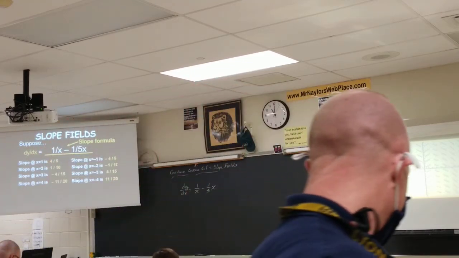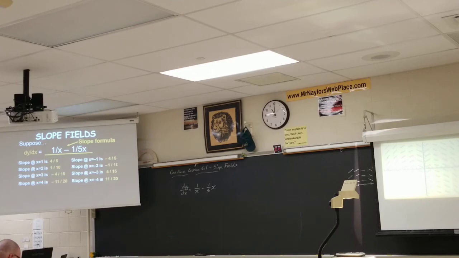You may want to just change the window, and then you have to run the program again. That one got me. I'm not sure, I'll have to figure it out. I'm not seeing it. 1 over x minus 1/5 x. We'll type that in.